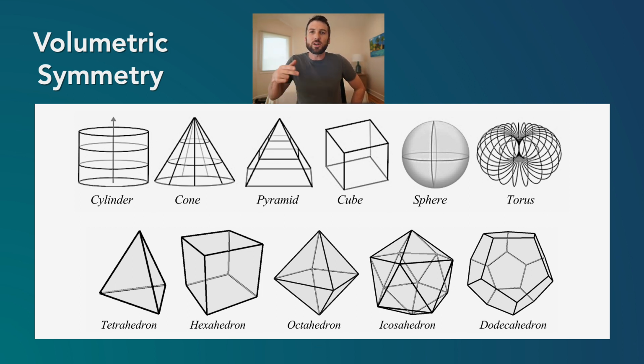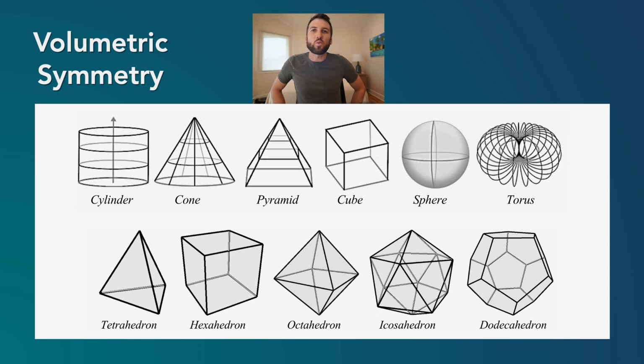For a circle, you can also rotate a circle on its center point along another axis to create a sphere. Additionally, a circle can be rotated along another perpendicular circle, a larger one, to create a torus, also this donut shape. So these are common volumetric symmetrical patterns. A lot of these elements are used in architecture.